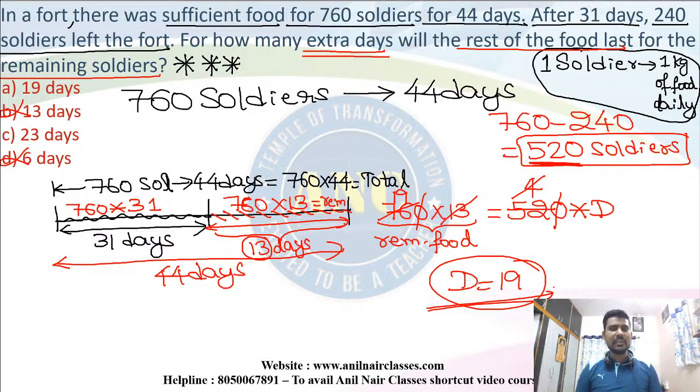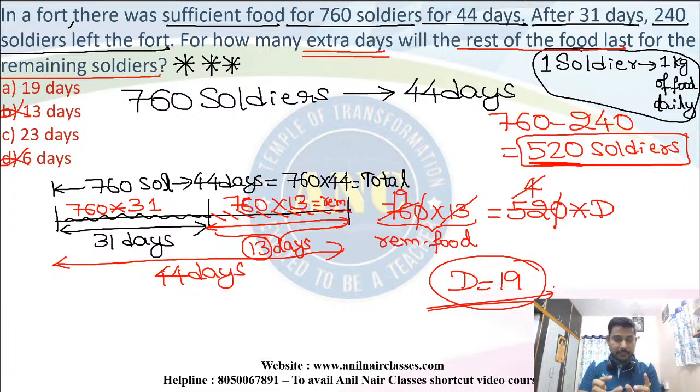And the entire work is 760 into 44. But they worked only for 31 days. So 760 into 31 is completed. So remaining 760 into 13 should have been completed by them only. That much of food is actually remaining right now in the bucket. There is a bowl or a bucket or whatever you call it. In that bucket, 760 into 13 kgs of food is remaining.